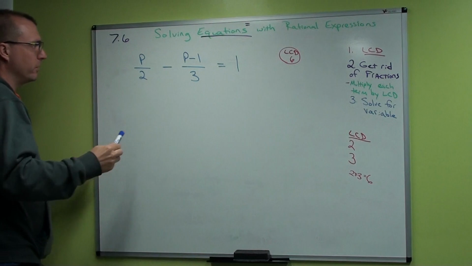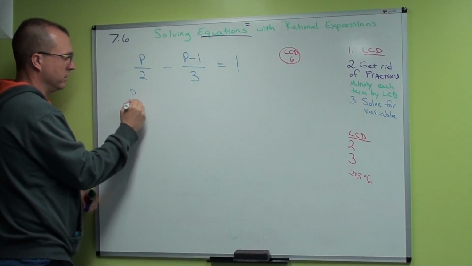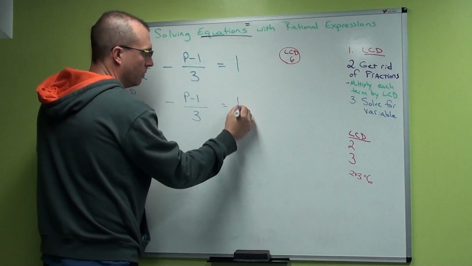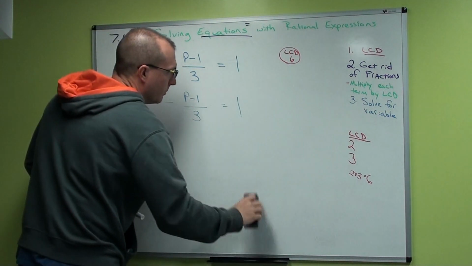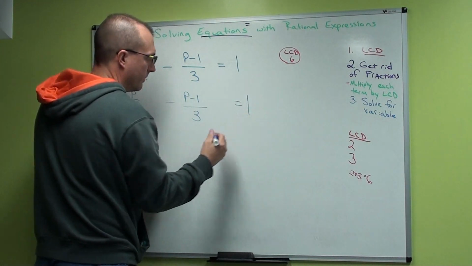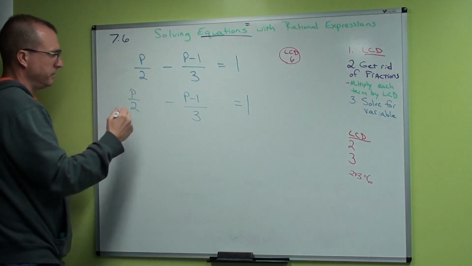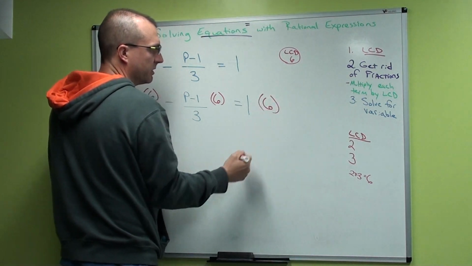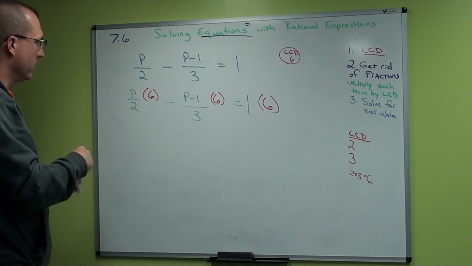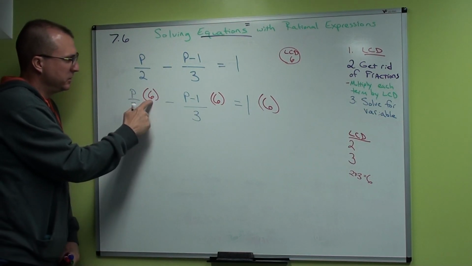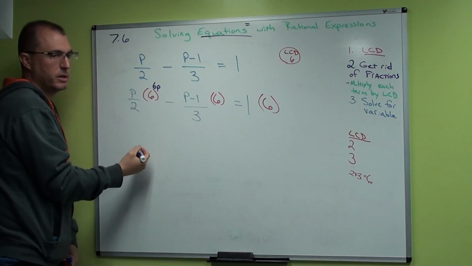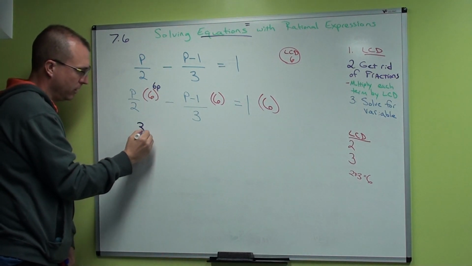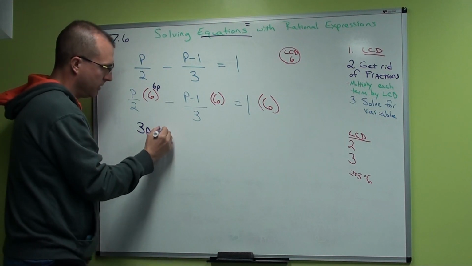Okay? So now, I'm going to rewrite them with a little bit more space in there. Minus p minus 1 over 3, and it's equal to 1. I'll move this over a little bit. I'm multiplying by 6, 6, and 6. Make sure you do all 3 terms. Now, here we go. P times 6 is 6p divided by 2, which would be 3p.